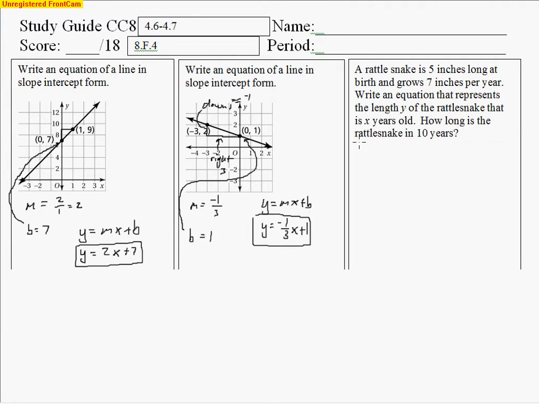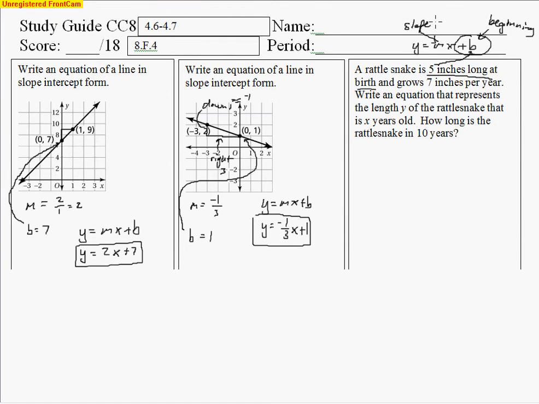On the next problem, it says a rattlesnake is 5 inches long at birth. What the b represents in the slope-intercept form, y equals mx plus b, is the beginning point. So that represents beginning. And where does it begin? Well, it begins at 5 inches. So 5 inches is going to represent our b value. Then we're looking for the slope. The slope is the rate of change.